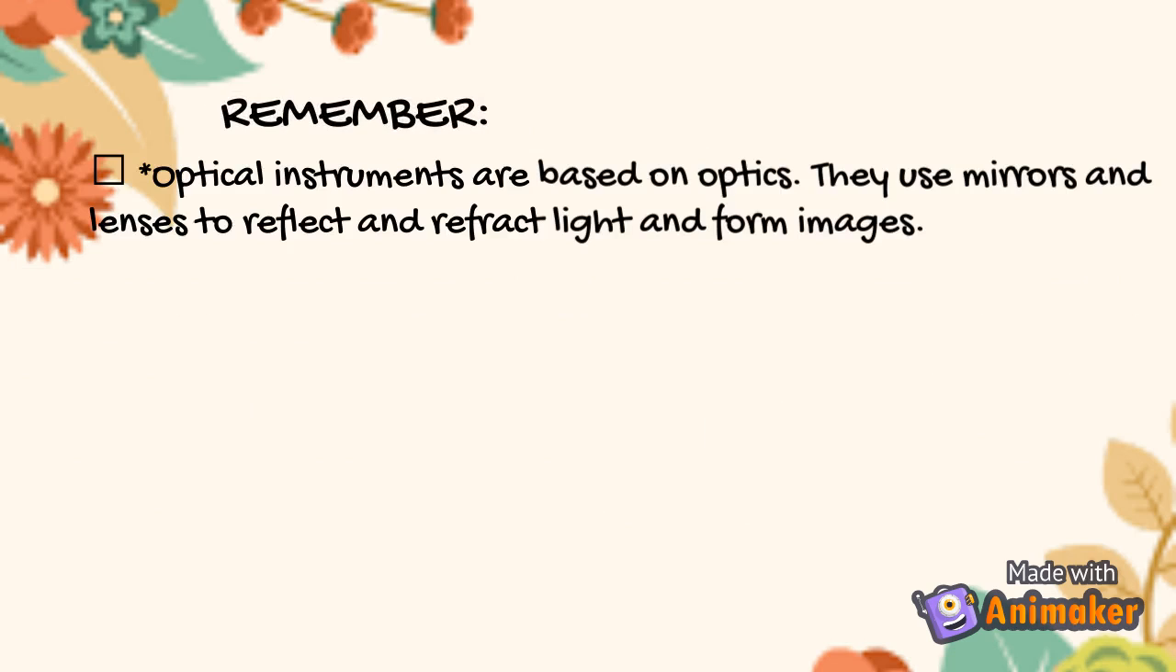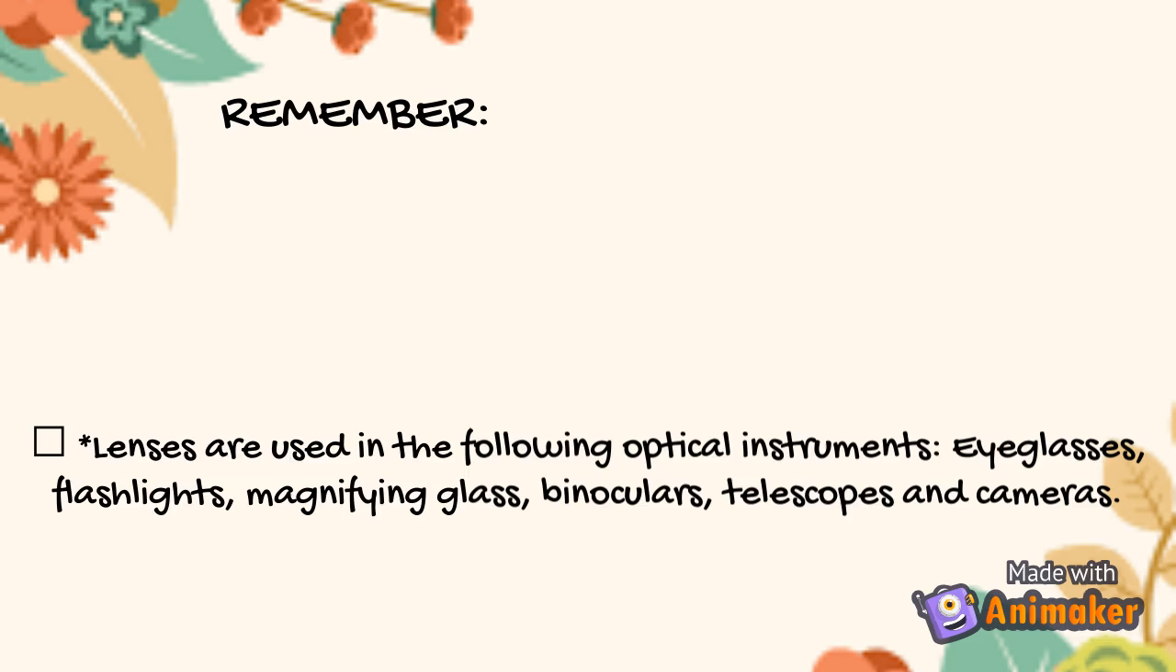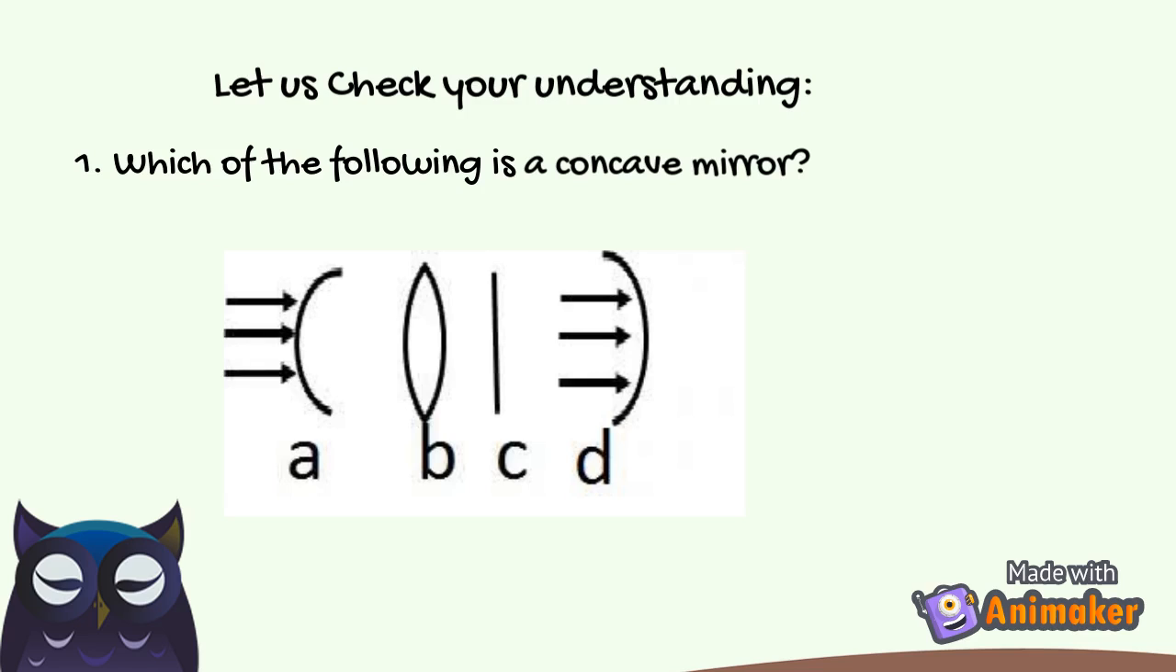Optical instruments are based on optics. They use mirrors and lenses to reflect and refract light and form images. Optical instruments that use mirrors include periscope, kaleidoscope, flashlights, security mirror, and side mirror. Lenses are used in the following optical instruments: eyeglasses, flashlights, magnifying glass, binoculars, telescopes, and cameras.